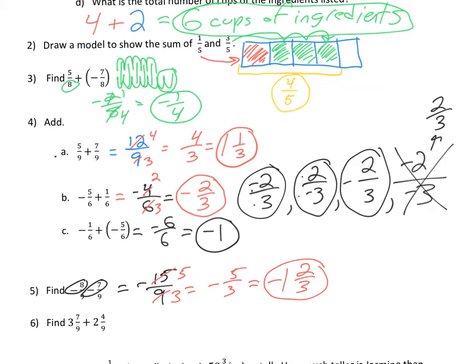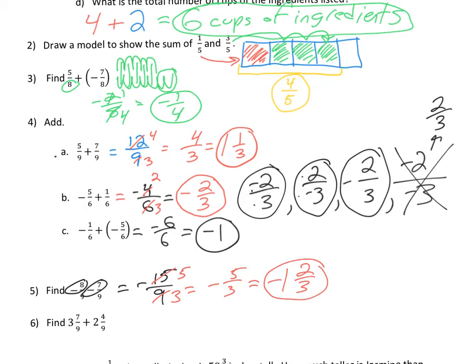What about 6 here? Now I'm starting to move into some improper ones. How do I add these together here? So I've got 3 and 7/9. I'm going to add 2 and 4/9. Now, unlike multiplying, when I can't do the whole parts and the fractional parts separately, with adding I can. I've got to be careful with subtracting. We'll get to that in a little bit.